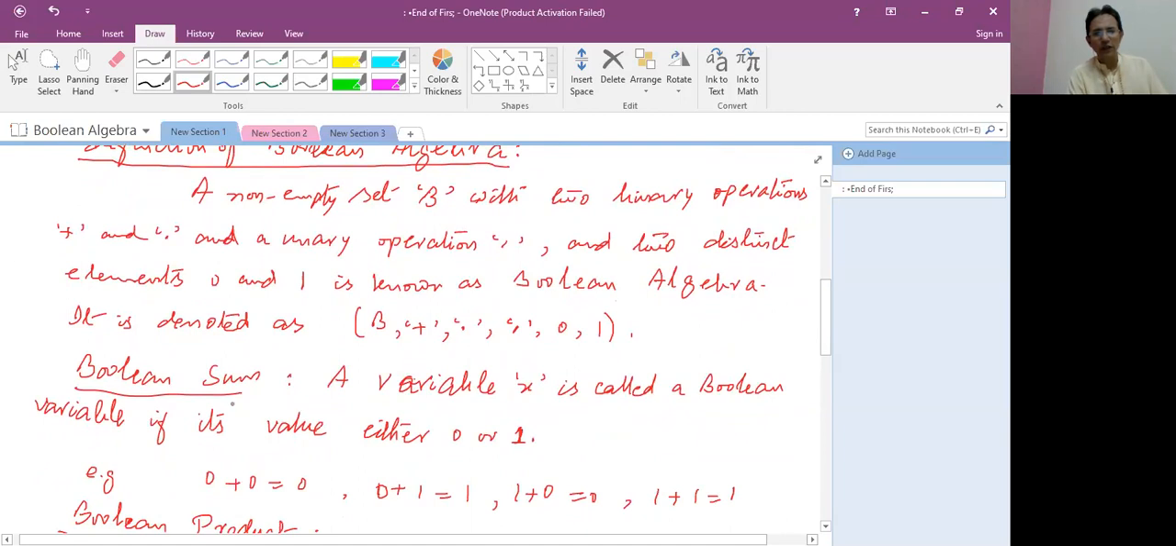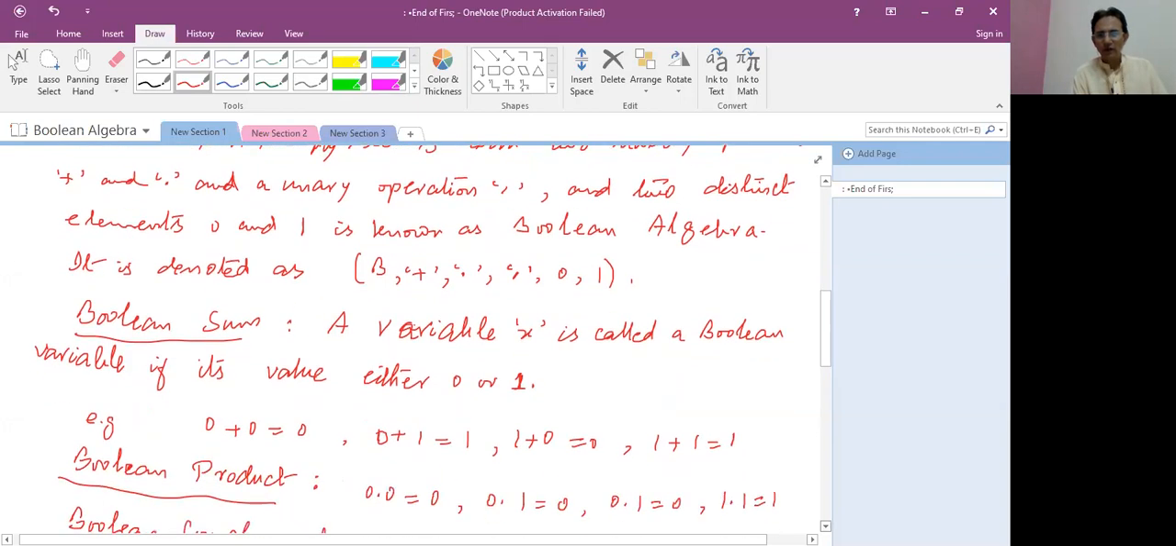Now how can we find the Boolean sum? If we consider a variable x, it is called a Boolean variable if its value is either 0 or 1. For example, 0 plus 0 is 0. When x is 0 and the other is 1, 0 plus 1 is 1. 1 plus 0 is 1. And 1 plus 1 is 1.